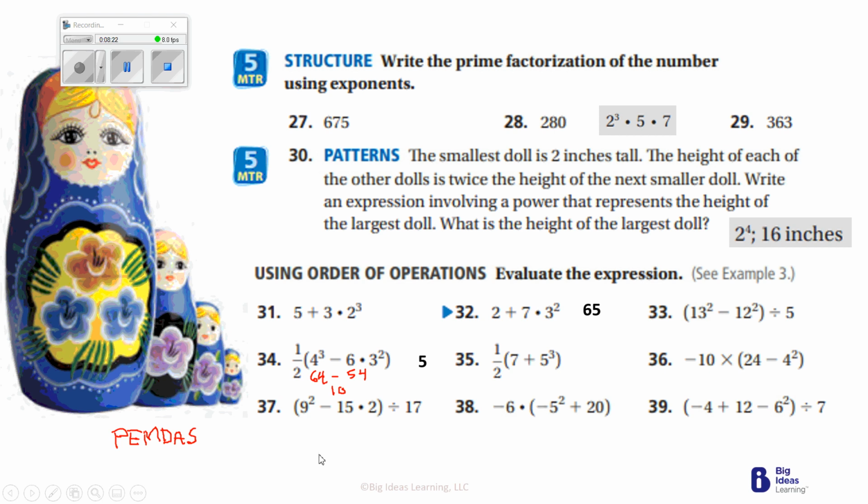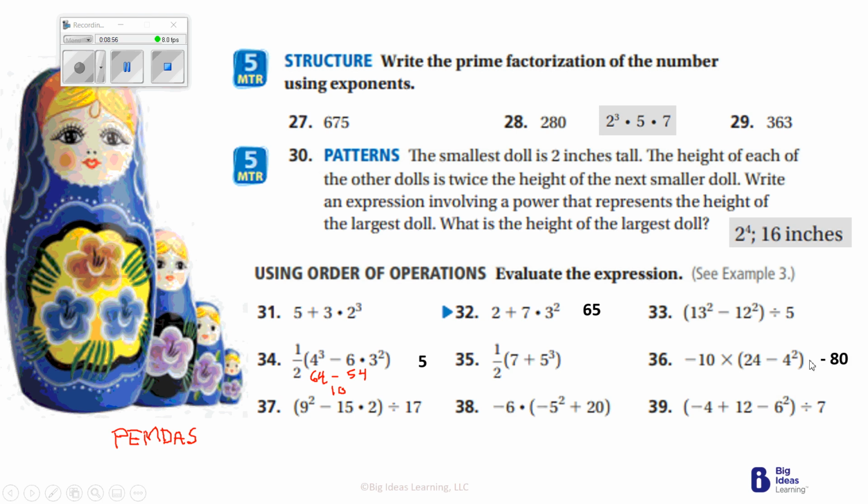All right, let's go to number 36. Again, we have to do exponents first. 4 to the second power will be 4 times 4. Not 4 times 2, 4 times 4. We will not take the negative sign and use it in there. The 2 is only the exponent for the 4. Now, 4 times 4 is 16. So this is 24 minus 16. And 24 minus 16 is 8. And now we have a negative 10 times 8. Negative 10 times 8 would be negative 80.